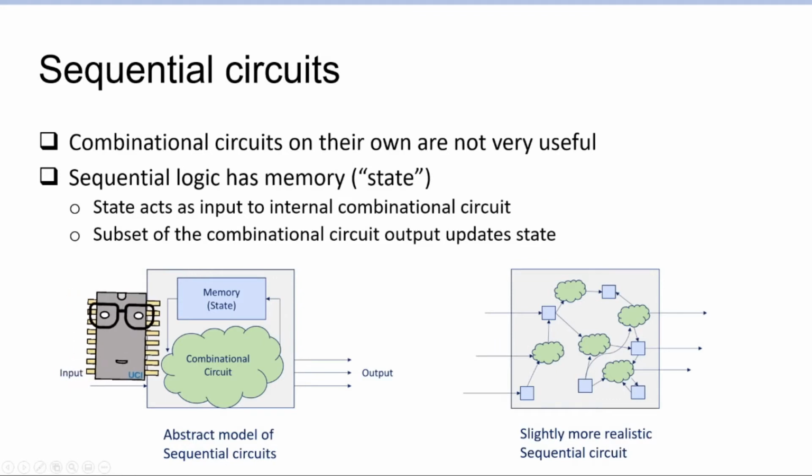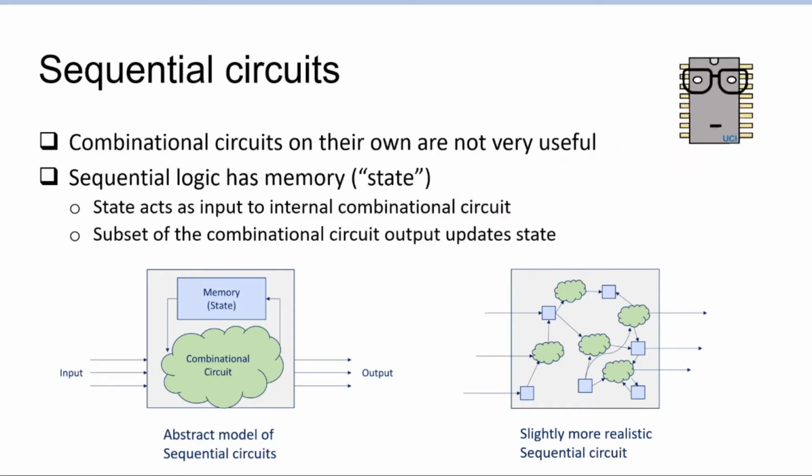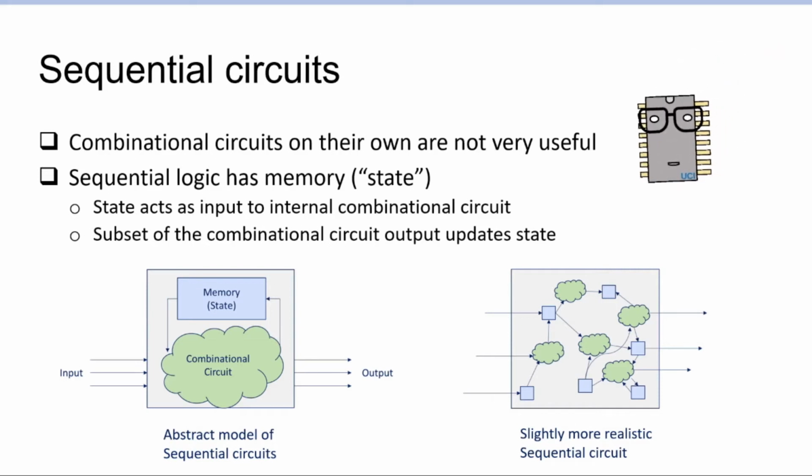So far, we've been looking at combinational circuits, and what we've looked at just now was a critical path of a combinational circuit. So we'll go a little bit deeper into the topic of sequential circuits, partially because combinational circuits on their own are not very useful. You get input, you get output. We don't have memory. We can't have programs and whatnot. Sequential logic has state, memory, which is called state.